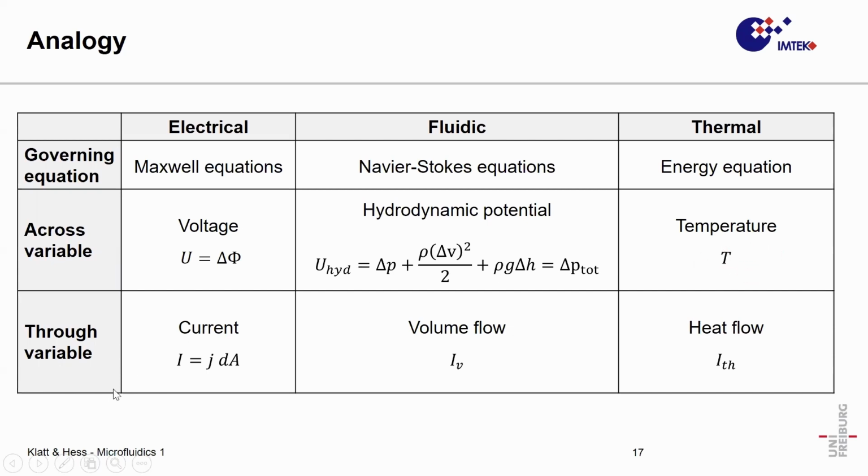And analogous to the cross variable, you have a through variable. And in electrical systems, this is the current, which is just defined like this. This is the current density multiplied by the cross section. And in the fluidic world, this would be the volume flow. And analogous to that, we have the heat flow in thermal systems.